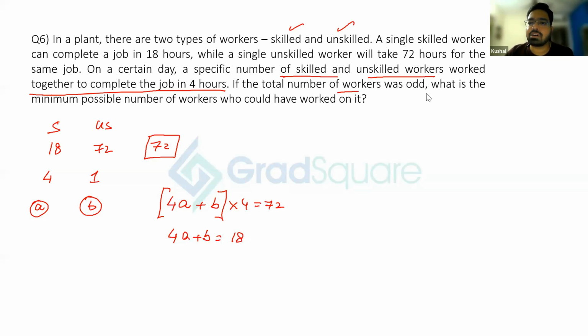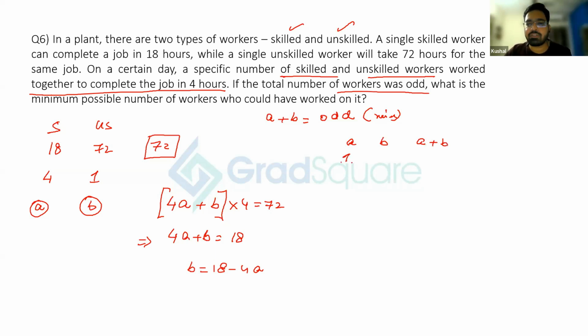If the total number of workers, A plus B, is odd, what is the minimum possible number of workers who could have worked on it? That is what the question is, so you have to minimize this. Now we have only this equation available with us. B equals 18 minus 4A. Start choosing the value of A, get the value of B, and look at the value of A plus B, which has to be odd and minimum. That is what the question is telling us very clearly.